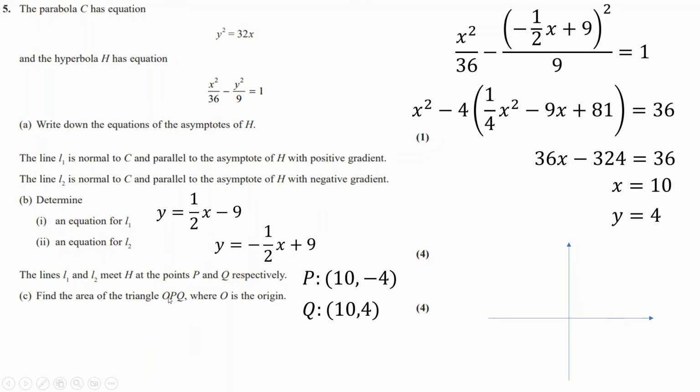We have OPQ. P is this, O is the origin, obviously. P is 10, minus 4, Q is 10, plus 4. The distance there is just going to be 8. From minus 4 to plus 4 is just 8. And the distance there is obviously just 10. And so we have a half times 10 times 8, which is 40, I believe. And we'll have our answer.